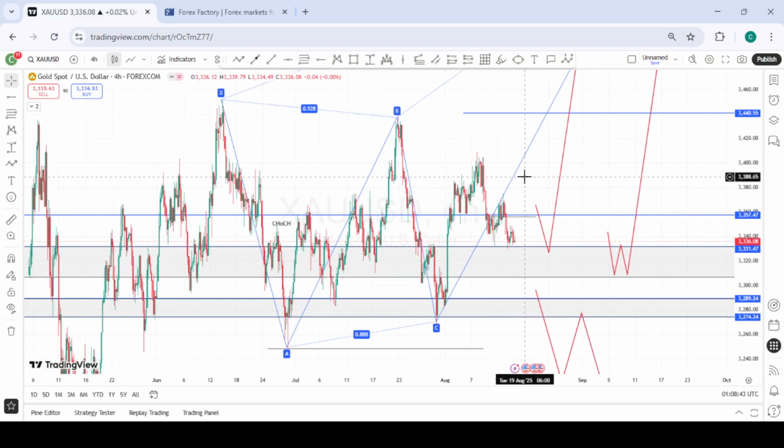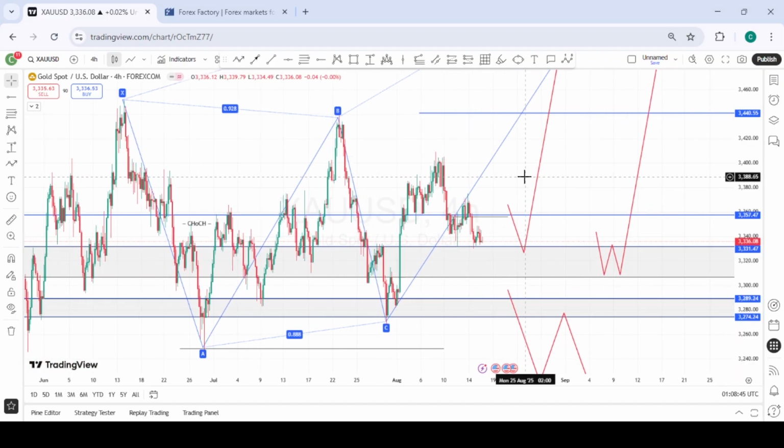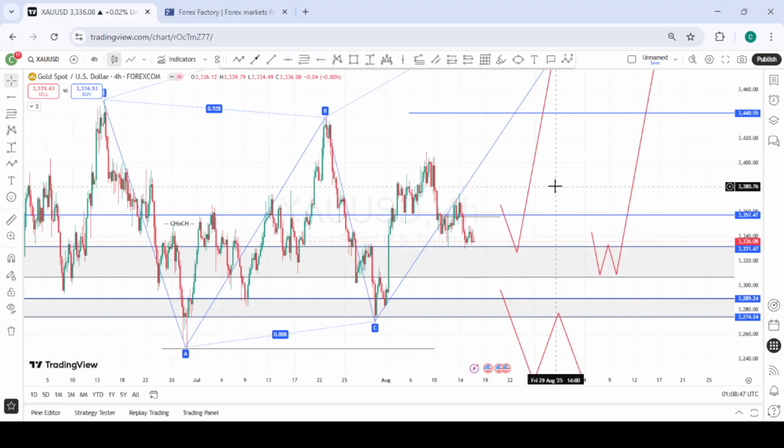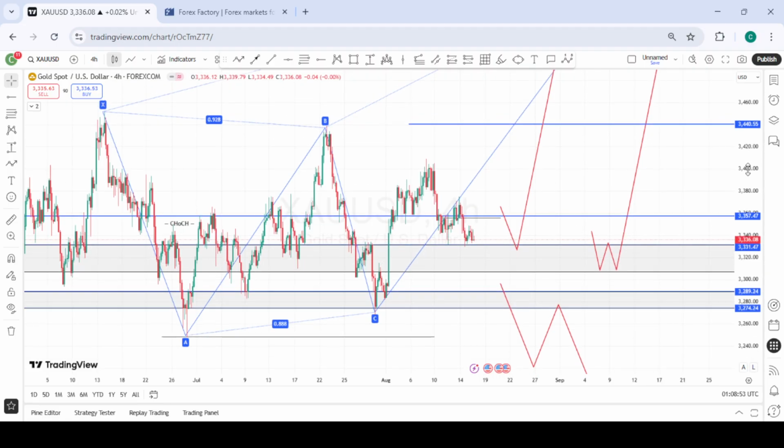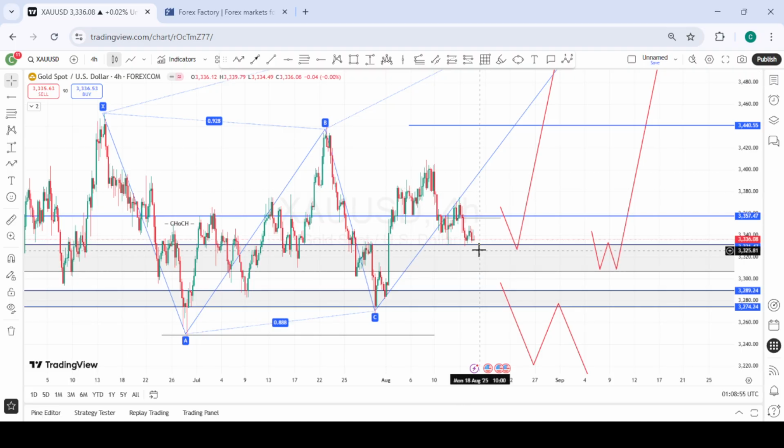Onto gold, we have the same setup from last weekend, I think 2 weeks ago. We're expecting price to pull back to this area of interest and give us buying confirmations to the upside. Price has made its way almost there, and we've still not gotten any confirmations yet.